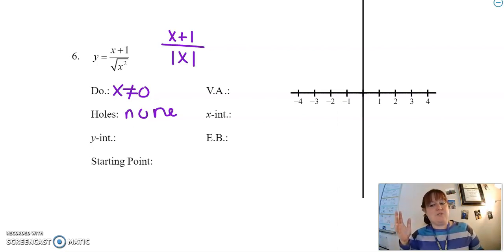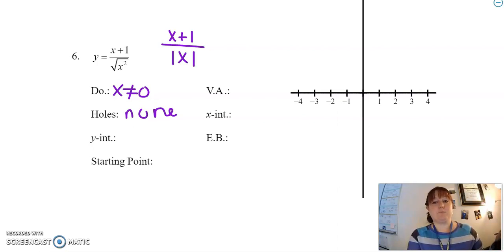But if I take negative 2 and I square it, 4, take the square root, 2, I come back to the positive version of that number. So anytime you see something like this, the square root of x squared, it basically behaves like the absolute value of x. So what about my y-intercepts?